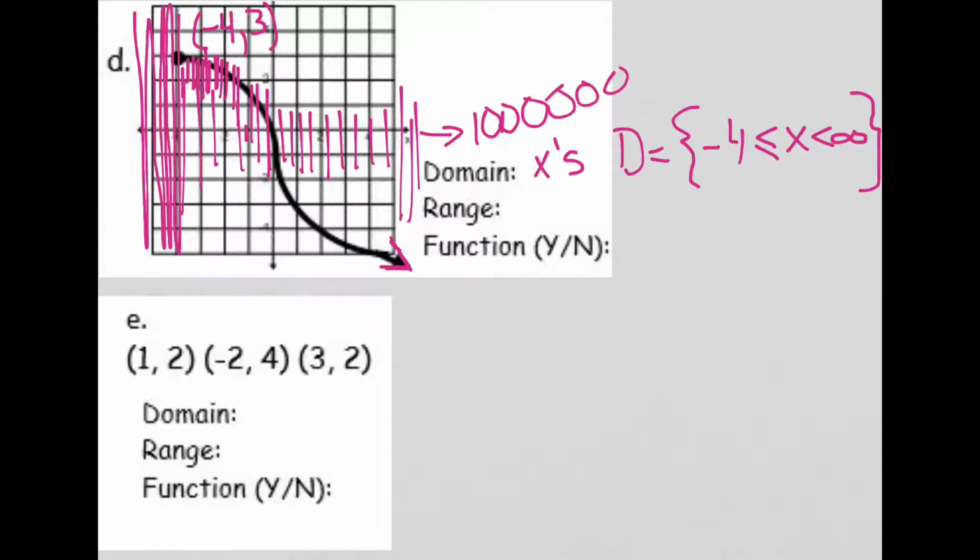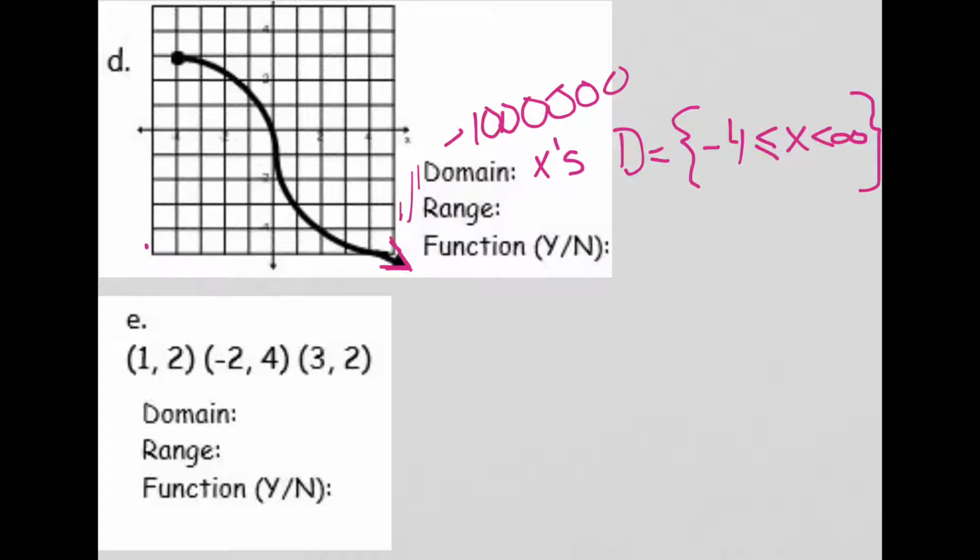So that's the inequality that you're going to use to represent the domain here. It's the set of all the x's such that -4 is where I started, and I'm never going to stop. It's going to keep going forever. Okay, let's erase a bunch of stuff here and try to find out what our range is.